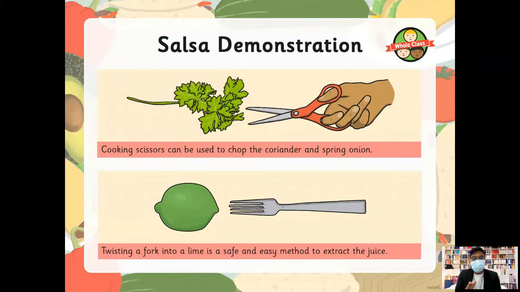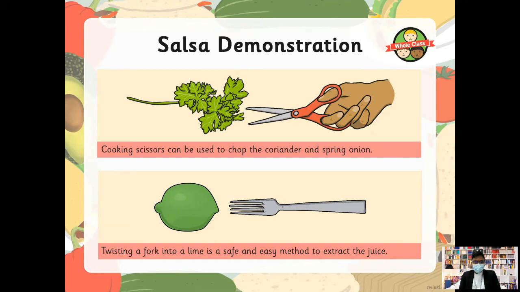All right. So next is cooking scissors with the use. Okay, cooking an ingredient with the use of a scissor. Cooking scissors can be used to chop the coriander and spring onion, just to be fast. But you can also use a knife if you want.